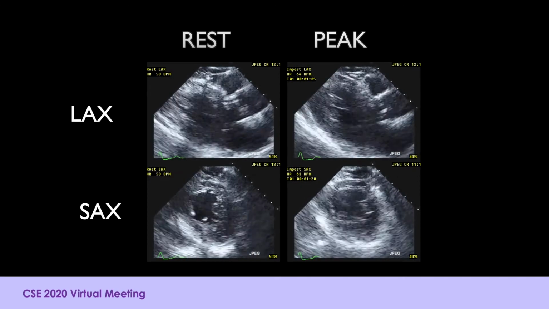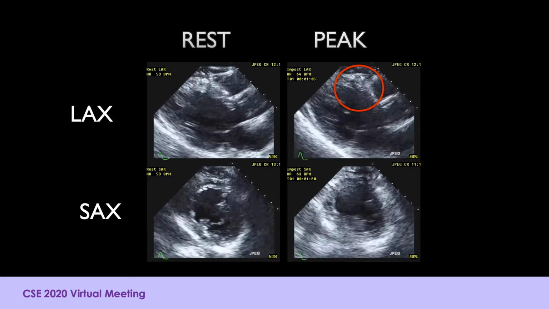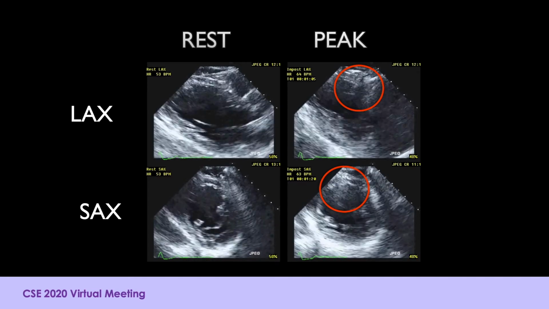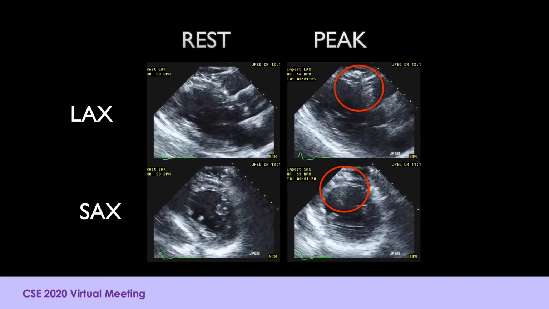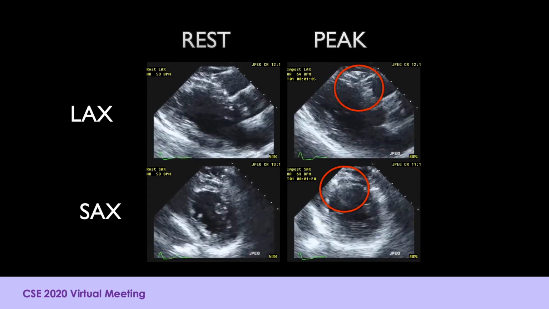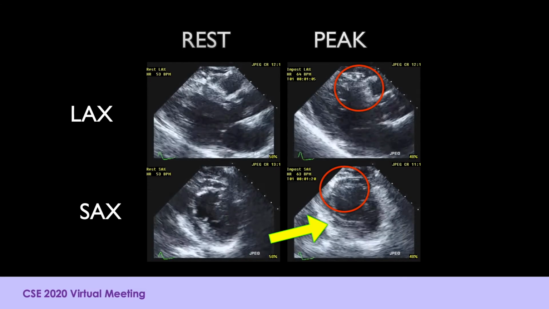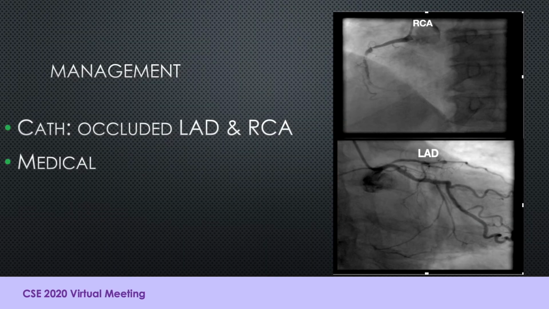In the long axis and short axis, again, one sees the anteroseptum is hypokinetic, and we can cross-reference that in the short axis view. So the anteroseptum that you see in the long axis can be referenced between the 10 and 2 o'clock position in the short axis view, and in addition, his inferior wall is hypokinetic. This prompted a cardiac catheterization, which confirmed an occluded LAD and RCA, and he was treated medically.